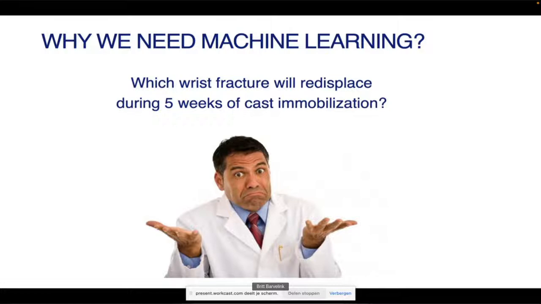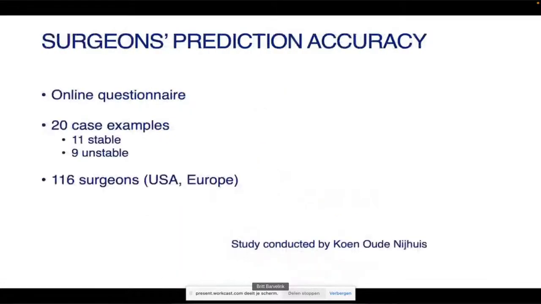Before we started this research, we first wanted to find out, or to objectify, clinicians' accuracy. And therefore, we conducted an online questionnaire and we sent out 20 case examples to these clinicians. So we sent out 20 radiographs of stable and unstable fractures. And we asked the surgeons that participated, which fracture do you think will be stable and which will be unstable? Well, in the end, 160 surgeons participated in this questionnaire, and their accuracy in predicting redisplacement was actually quite poor. It was only 54%. So it's like flipping a coin. We are not good in predicting redisplacement.